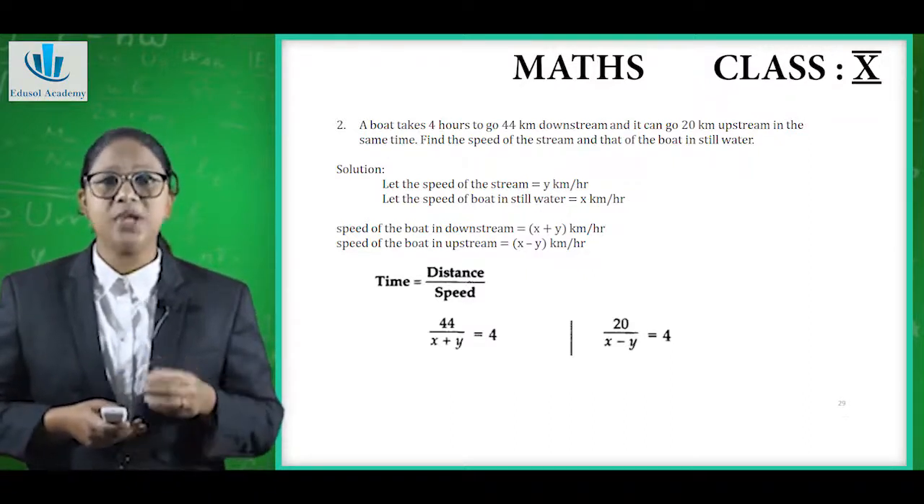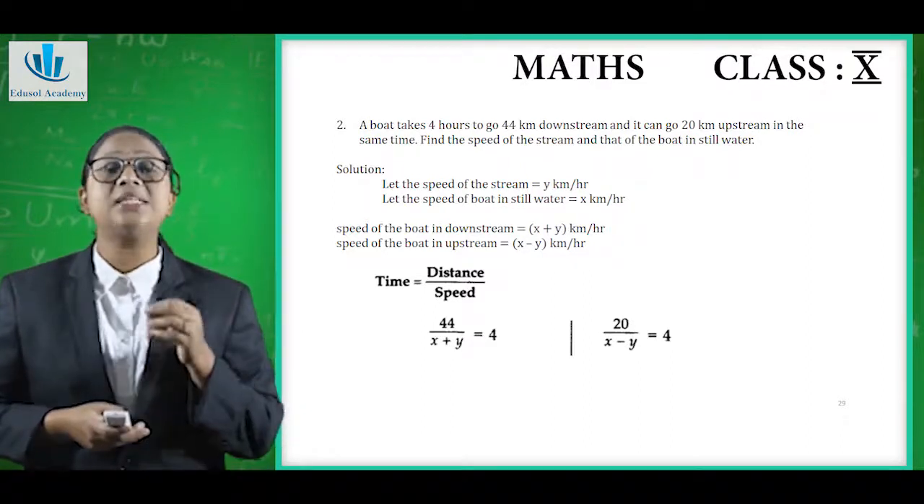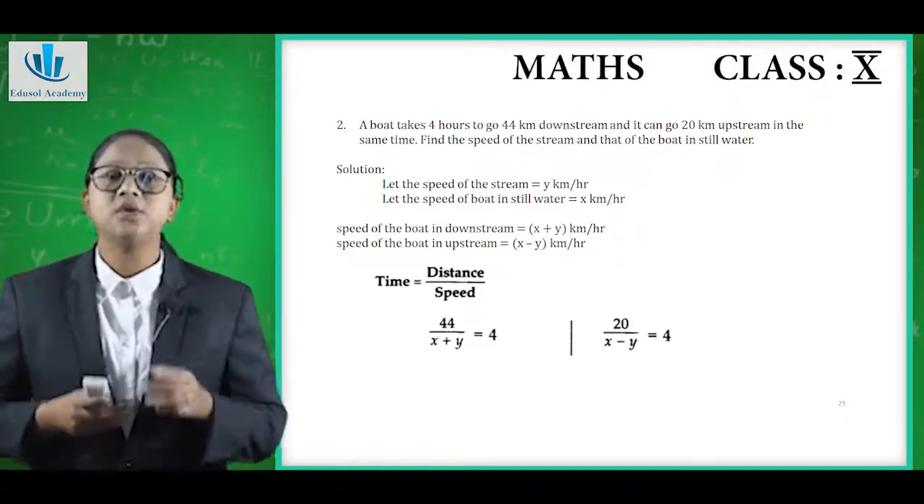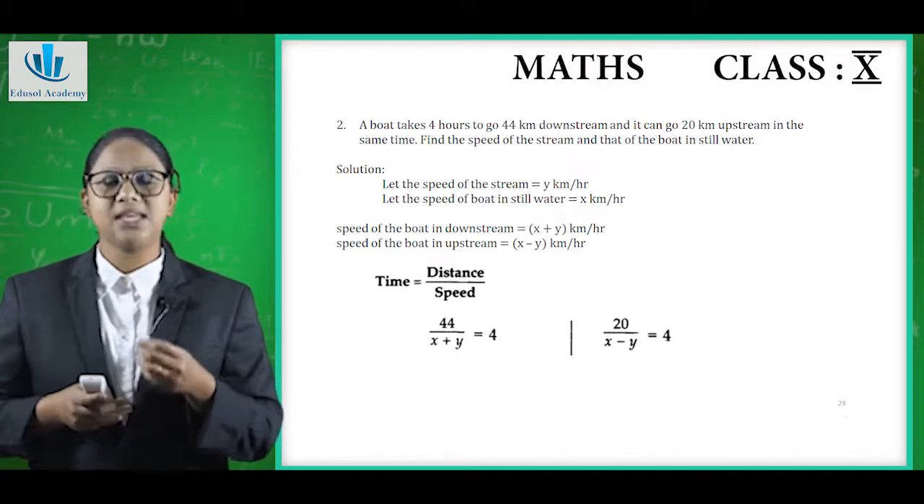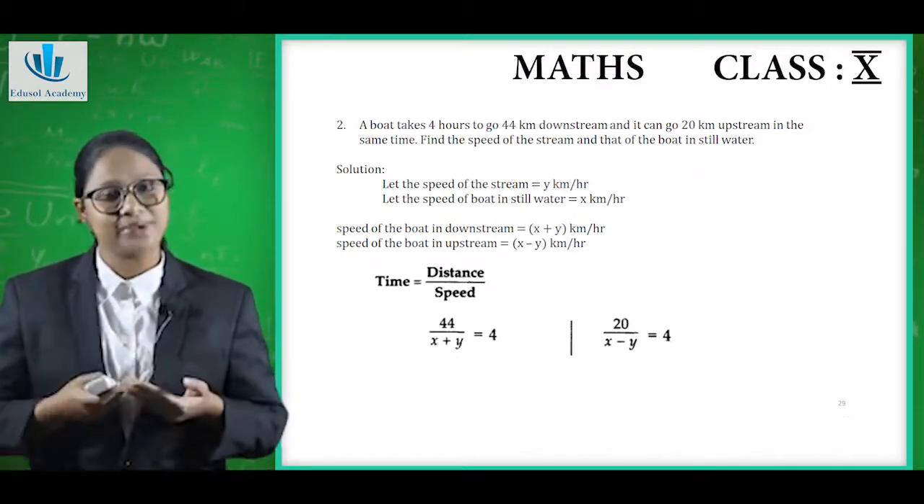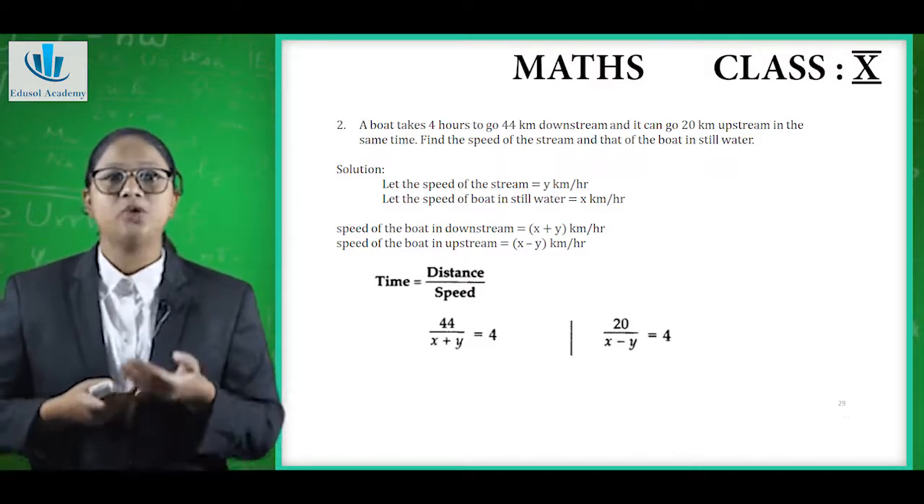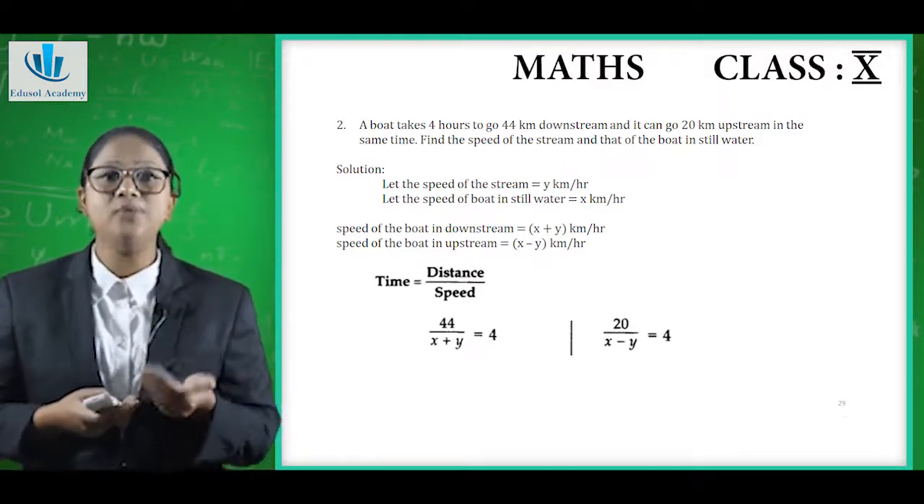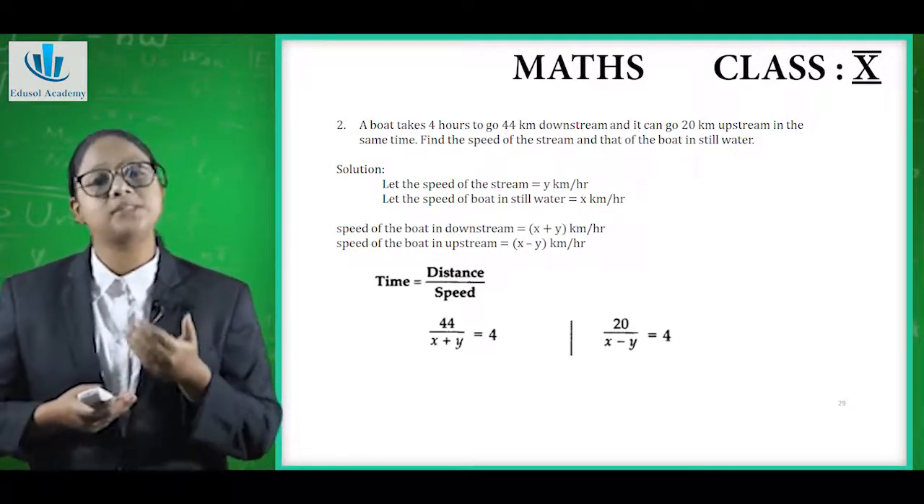Find the speed of the stream and that of the boat in still water. Now this is a very important question and people get confused often, but it's easy once you understand the concept. So we have to give the assumption. What are we supposed to find in the question? Find the speed of stream and speed of boat.